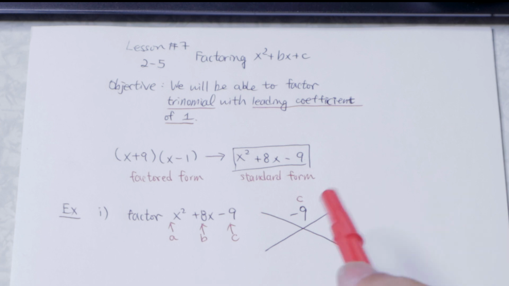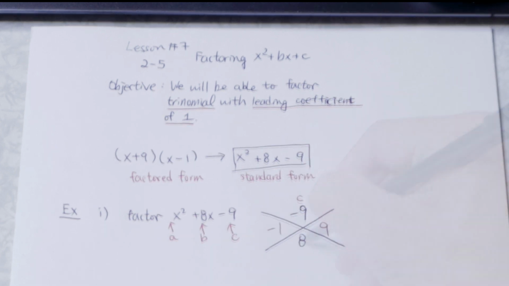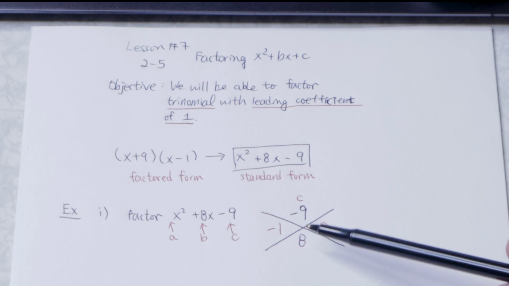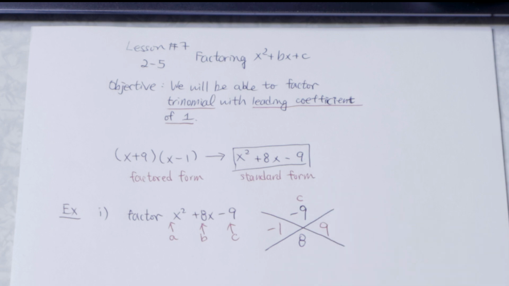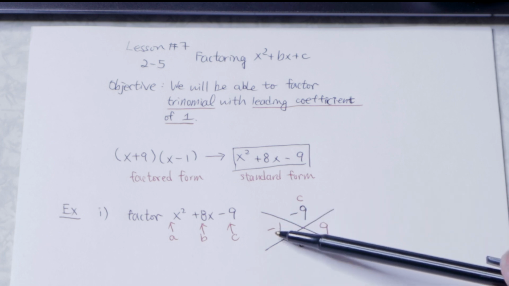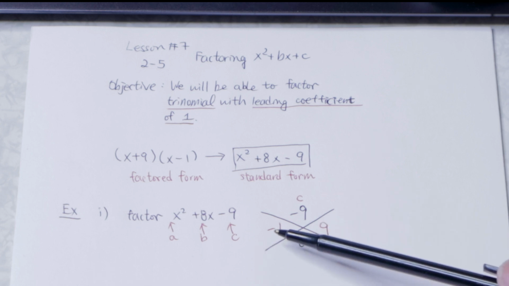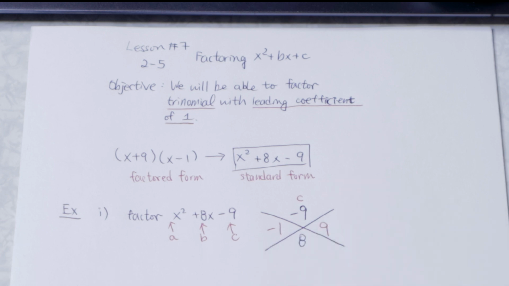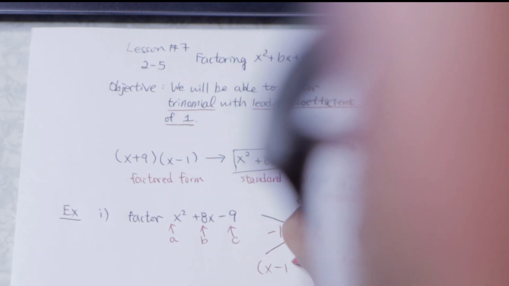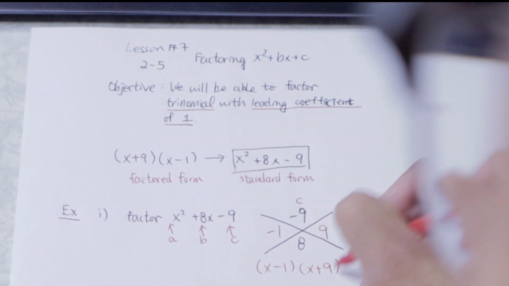So we always put c on the top of the x game, and at the bottom, we put the letter b. In this case, it's going to be 8. So your goal is to find 2 numbers that multiply to get negative 9 and add to get 8. After some guessing and checking, the 2 numbers you should have found are negative 1 and 9. Because negative 1 times 9 is negative 9, and at the same time, negative 1 plus 9 is positive 8. Those 2 numbers that you found will be the 2 numbers inside the parentheses, which in this case is x minus 1, and x plus 9. And then that's it.